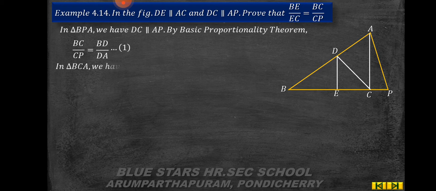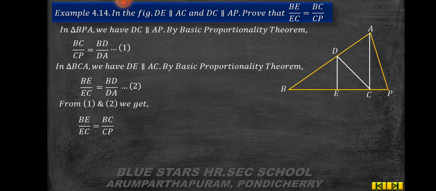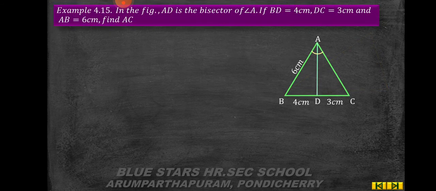In triangle BCA, we have DE is parallel to AC. Again, by using the basic proportionality theorem, we can write BE by EC is equal to BD by DA, which is your equation number 2. So, from equations 1 and 2, we get BE by EC is equal to BC by CP. Hence, it's proved.